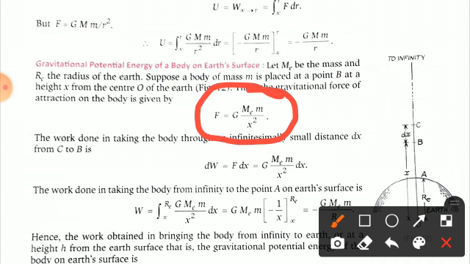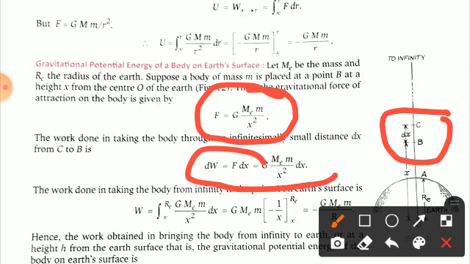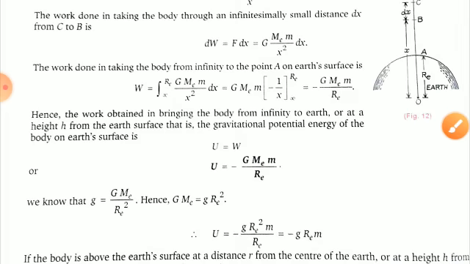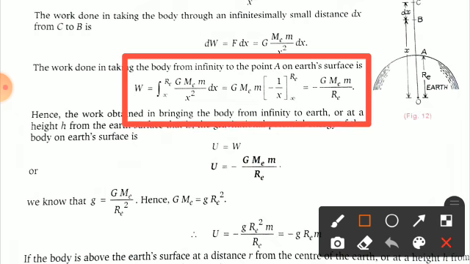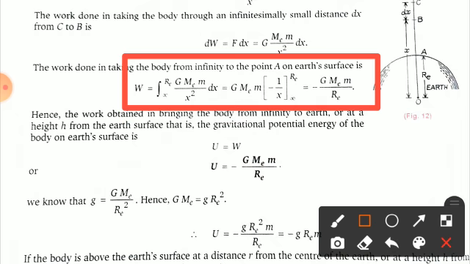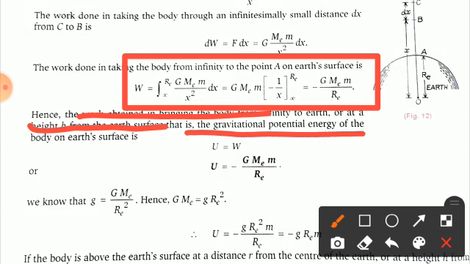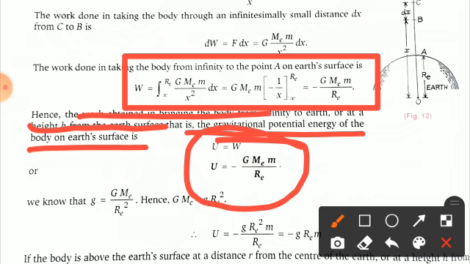So the work done in taking the body through an infinitesimally small distance dx, from C to B or B to C, is dW equals F dx, that is G M_e m by x square times dx. The work done in taking the body from infinity to the point A in the gravitational field, after solving the whole expression with limits from x to R_e, comes out to be minus G M_e m by R_e. So the work obtained in bringing the body from infinity to the earth, or to a height h from the earth's surface, is the gravitational potential energy of the body on the earth's surface: U equals W, or in place of W you can write minus G M_e m by R_e.